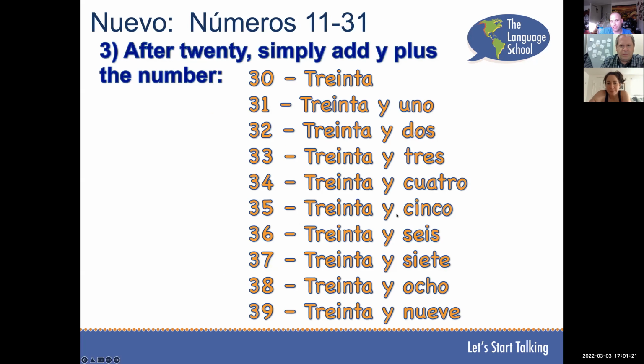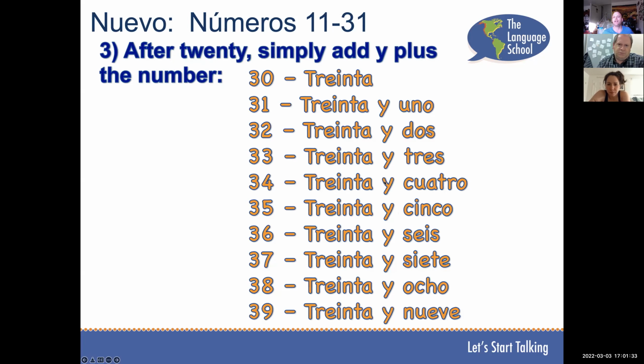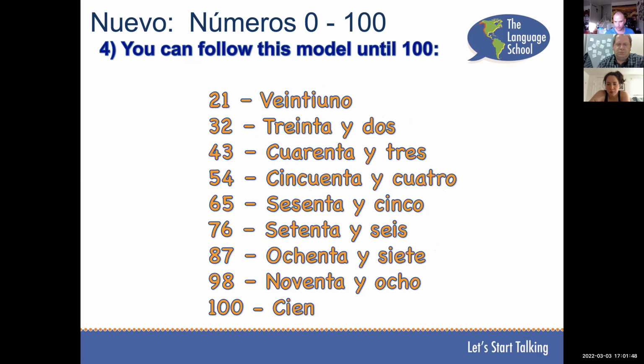After that, we see another pattern emerge, and this pattern goes for the rest of the way, all the way up to 100. 30, and then it forms into 3 separate words, 31, 32, 33. It's going to sound like one word when you hear a native Spanish speaker say it, but it is technically 3 separate words. And so you can see this pattern all the way up to 100. Remember, 20 is irregular, 21. After that, 32, 43, 54, etc. All the way up to 100.